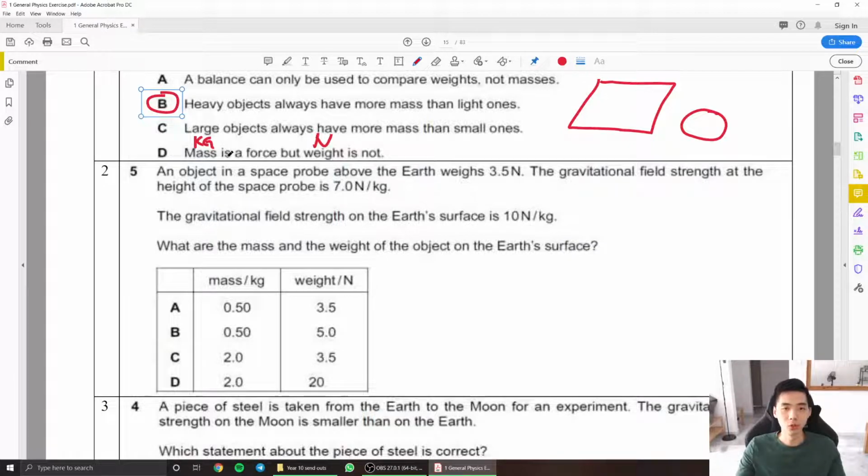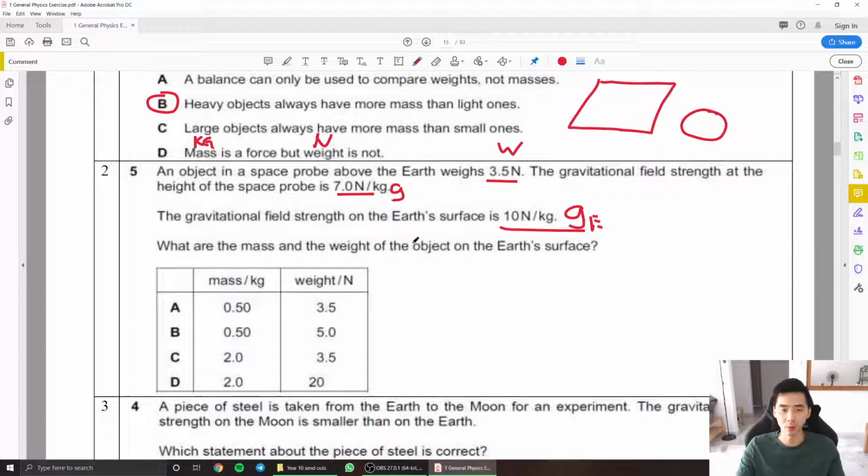Question number 2, an object in a space probe above the Earth weighs 3.5 newtons. This is the weight in space. The gravitational field strength at the height of the space probe is 7.0 newtons per kg. This is the gravitational field in space. The gravitational field strength on Earth's surface is 10 newtons per kg. What are the mass and weight of the object on Earth's surface?